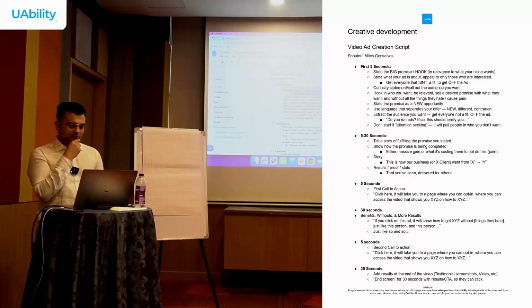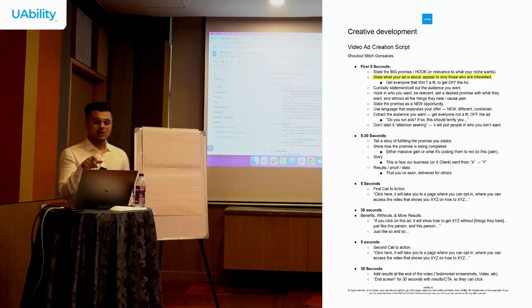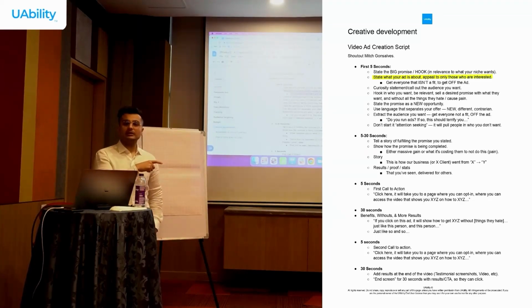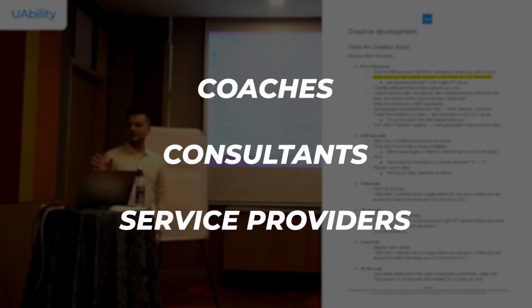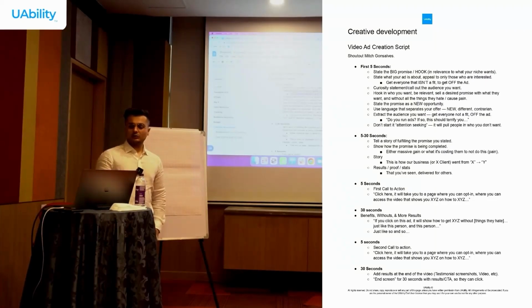So then, after you have stated the big promise / hook, like how I showed you, state what your ad is about, appeal to only those who are interested. For example, when I played my video, I immediately mentioned coaches, consultants and service providers. Two reasons. One, at least on YouTube, what happens is YouTube only charges you when someone crosses the first 5 seconds, right? So you don't want anybody to just watch that video because then you are just wasting your money. You only want to pay when the right audience is watching, okay?